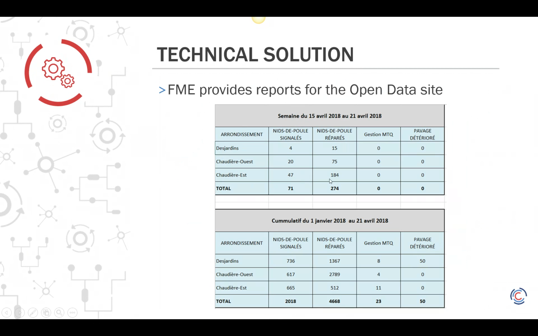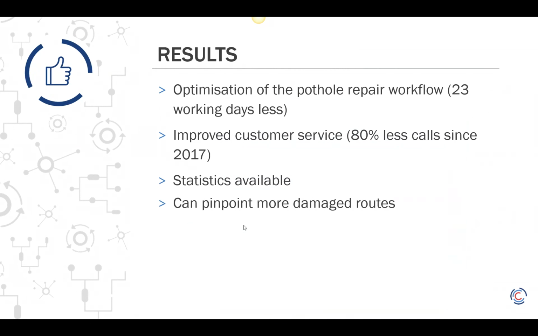How many potholes were reported? How many potholes were repaired? So even if we identify 4 potholes, we might repair 15, because once the guys get out there with the truck, they might actually find more potholes to fix. So that's why these numbers might look different. And they're able to track how many potholes have been fixed in how many boroughs. This has allowed them to optimize their pothole repair workflow.